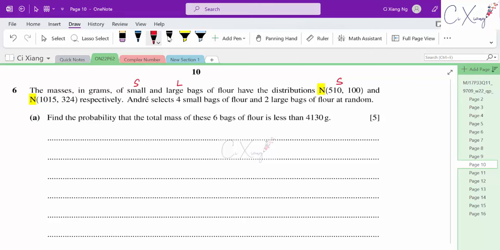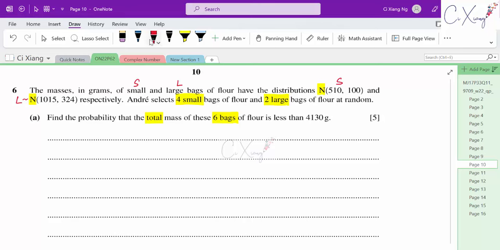So this is the distribution for S that I have here, the small bags one, and then this is the large bags that I have. Okay, so Andrea selects 4 small bags of flour and 2 large bags of flour at random. So we are having 4 small and also 2 large. First of all, they want us to calculate the probability that the total mass, the keyword is total, the total mass of the 6 bags of flour is less than 4130.